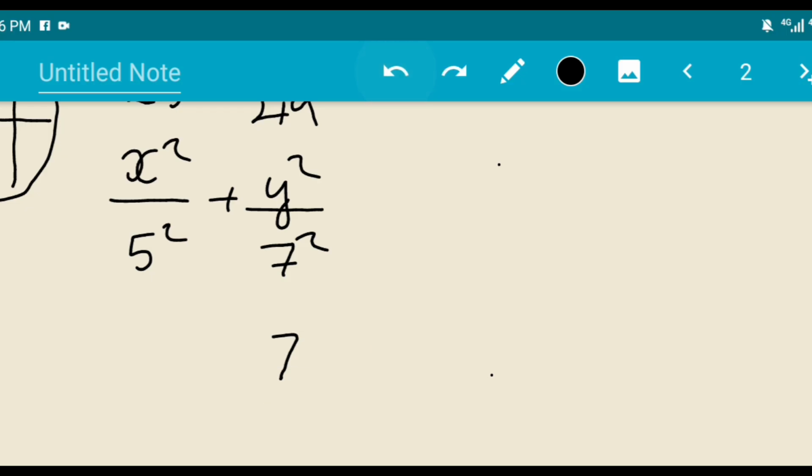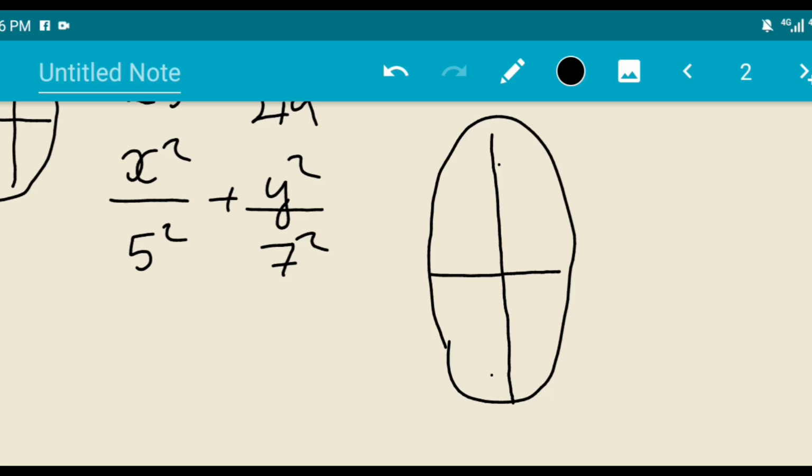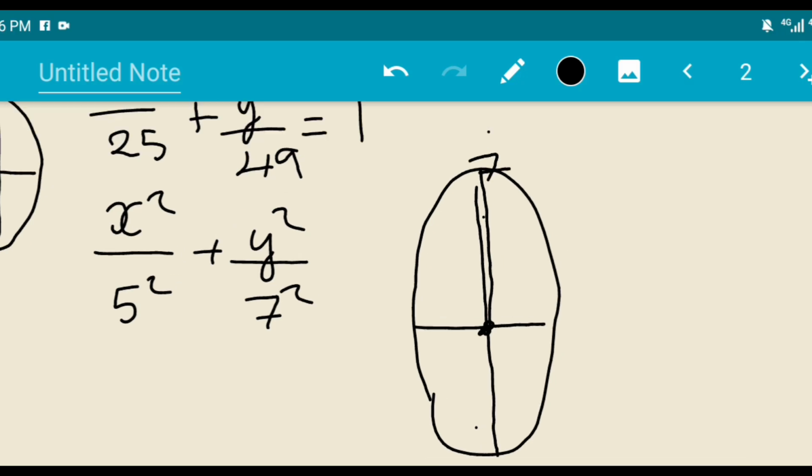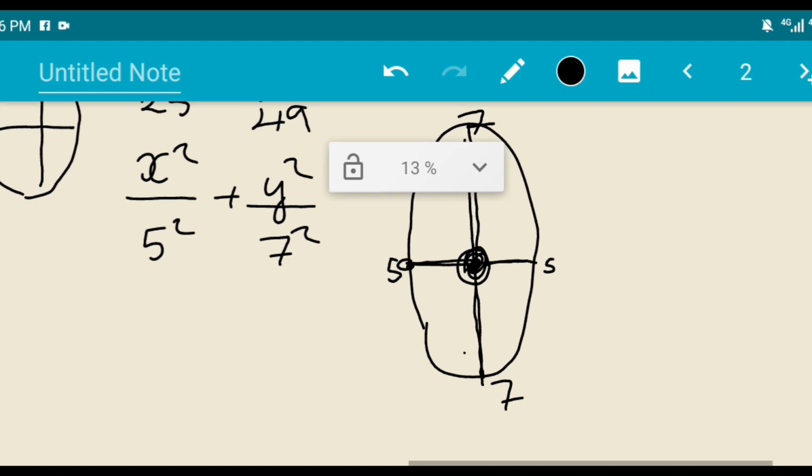Meaning the major axis is on the y-axis and the minor axis is on the x-axis. So our ellipse will look something like this. When you count from the origin all the way up, it is going to be 7, and when you count from the origin all the way down, it is also going to be 7. Then from the origin to your right, it is going to be 5, and from the origin to the left, it is also 5. That is our ellipse right there.